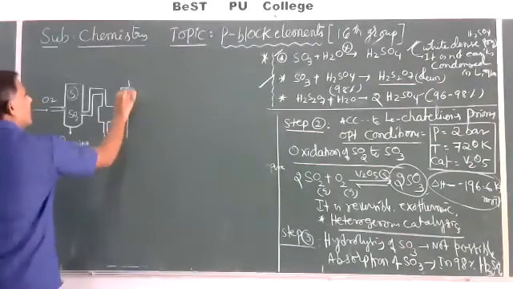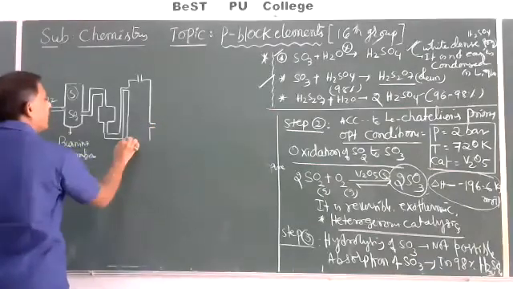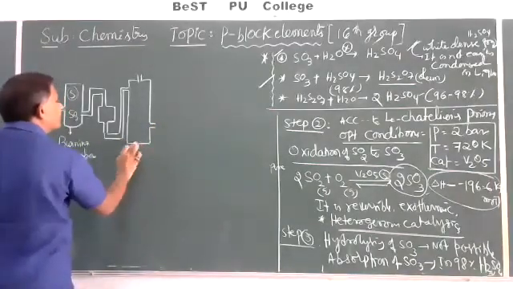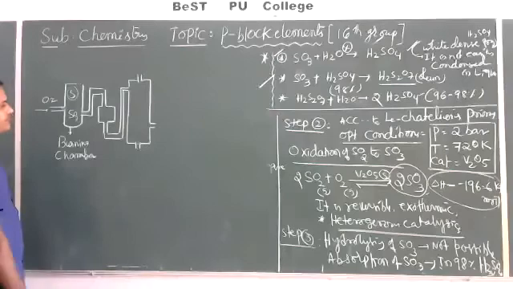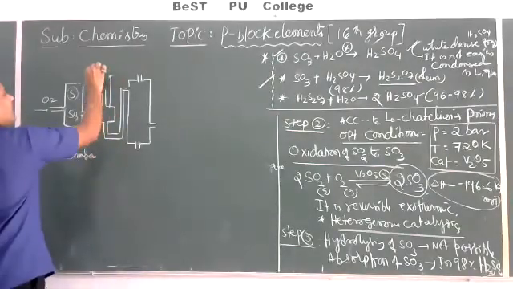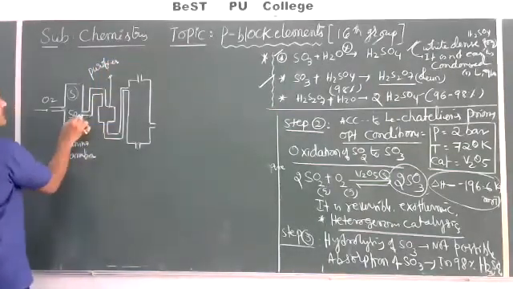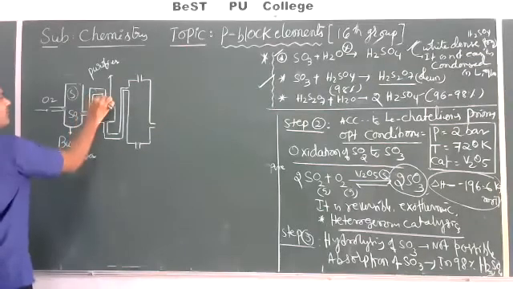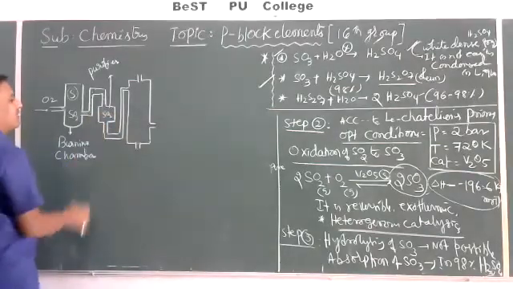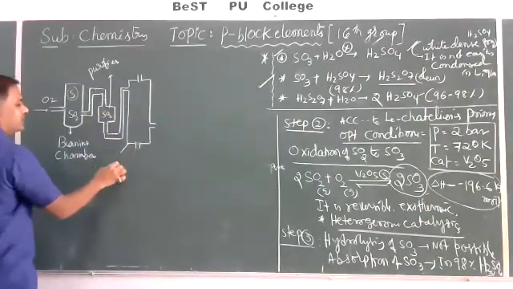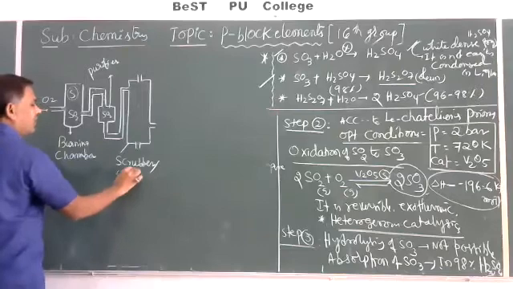That tower contains a water spray. By using this water spray, we can easily remove soluble impurities present in the sulfur dioxide gas. This is the purifier. The obtained sulfur dioxide gas is passed through this purifier to purify it. The obtained somewhat purified sulfur dioxide gas is passed through one tower. The tower is called a scrubber, or it is a cooling chamber.